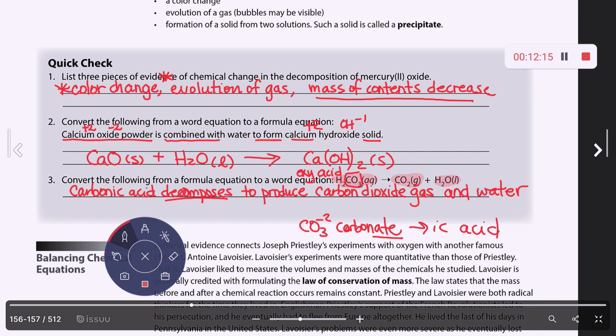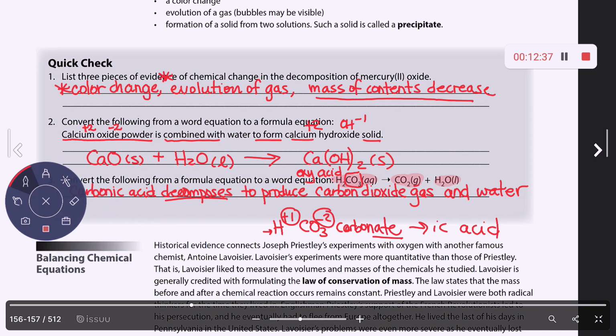Okay? Yeah, question. Where did the 2 hydrogens go? Oh, since all acids have a hydrogen, if I have a +1 and a -2, wouldn't I need 2 of these hydrogens to make a neutral compound? That's where the 2 came from. Okay? All right, are we good with this? Okay, so let's go on to balancing equations.